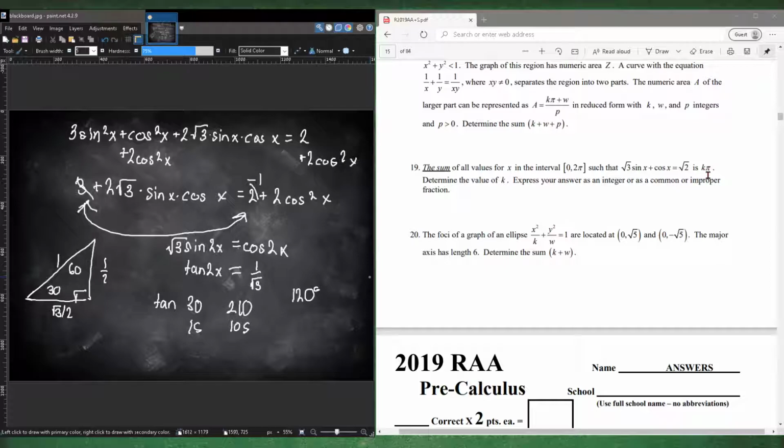But we need to write it in radians instead of degrees. So 180 degrees is equal to pi radians. So cancel them out: 120 divided by 60 is 2, and 180 divided by 60 is 3. So we get 2/3 pi. So our answer for k is just 2/3. And that completes 17, 18, and 19.